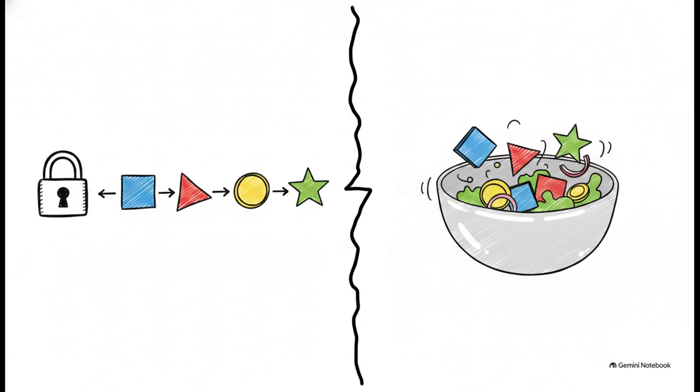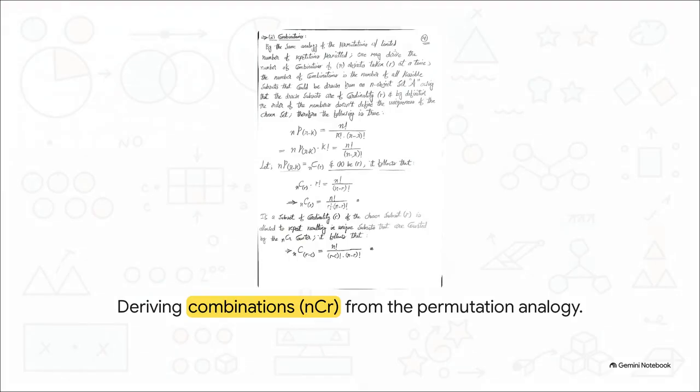Think of tossing a salad. Whether you add tomatoes, then lettuce, or lettuce, then tomatoes, it's still the exact same salad. This represents a huge fundamental shift in our mathematical logic. To figure out the math for this, the author does something incredibly clever. By using the analogy of permutations with limited repetitions that we actually just learned, the author derives the classic combinations formula.